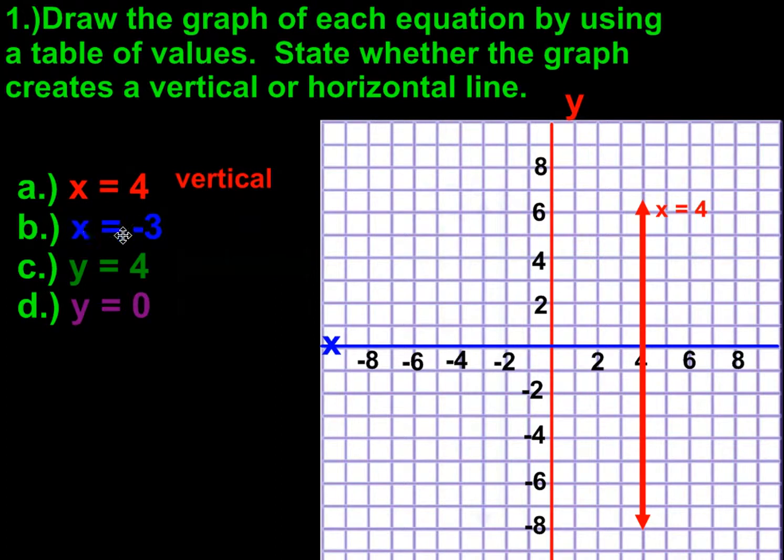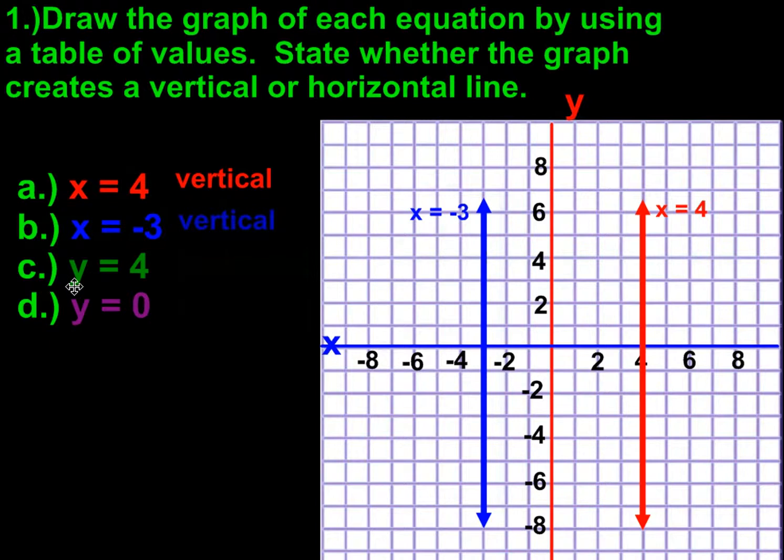Now let's take a look at x equals negative 3. Again, we should know we're going to have a vertical line. So we have negative 1, negative 2, negative 3. It's going to run right through here, looking similar to our red line, but on the negative side. And we name it x equals negative 3. And that's also going to be a vertical line.